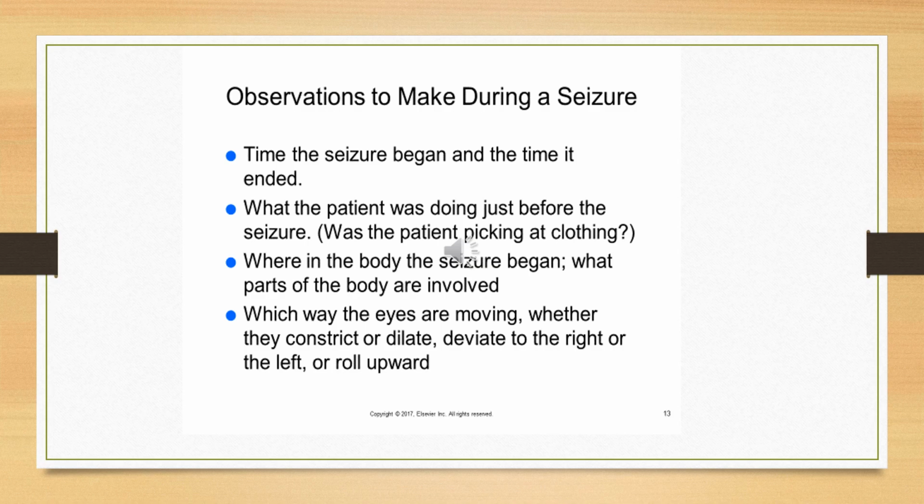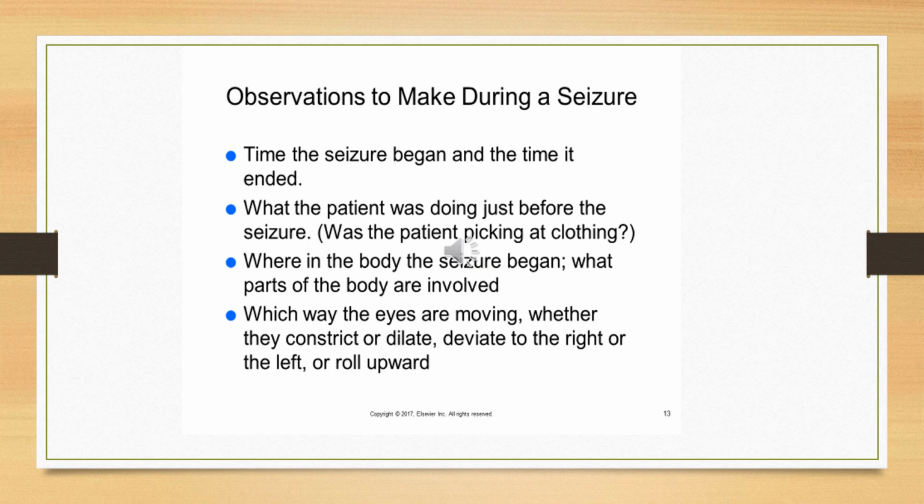What the patient was doing before the seizure. You want to know what this patient was doing before, because this can establish an aura. So for example, like we have here, our example was the patient picking at clothing. This can be an indicator that an aura occurs before the seizure. So if every time this person does this particular thing, whether it be picking at their clothing or whatever the thing may be, then we know they're getting ready to have a seizure.